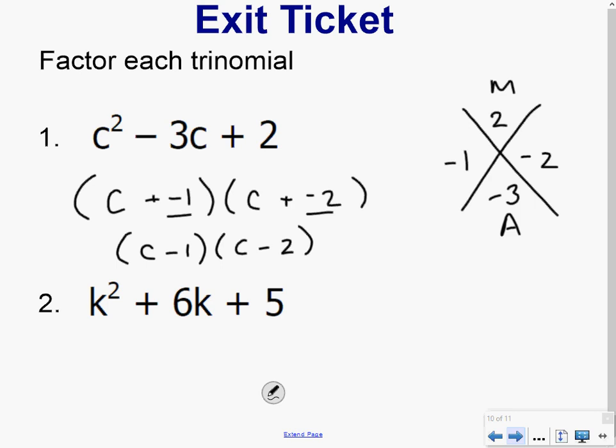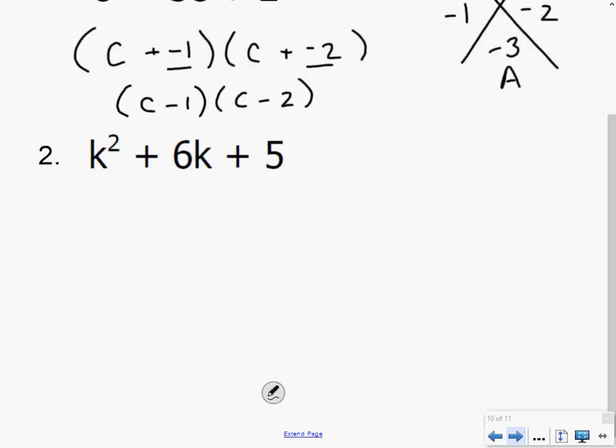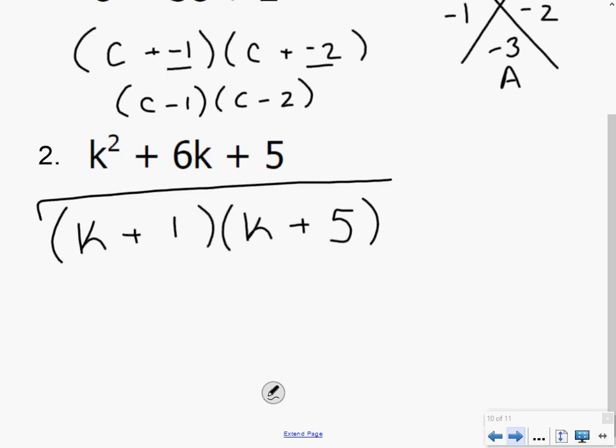For number 2, this one's a little easier since we have positive numbers. We just need to find two numbers that multiply to 5 and add to 6. Since they're both positive, it's a little easier to think about in our head. The only way that I can multiply to get 5 is 1 times 5, which also adds up to 6. So there we go.